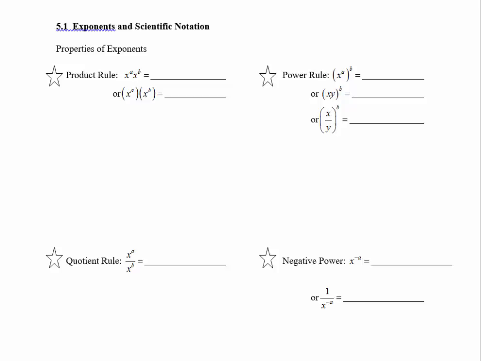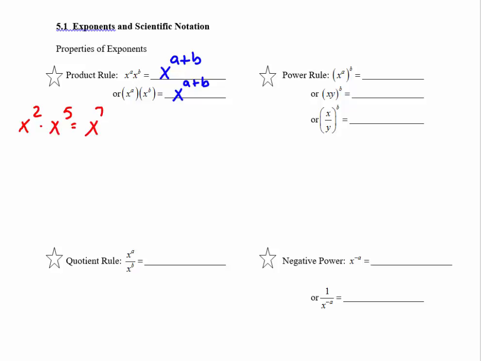So the first rule is the product rule, x to the a times x to the b. With the product rule, when we're multiplying, we add our powers. So it'd be x to the a plus b. We keep the base and add the exponents. Or even if you have parentheses, x to the a times x to the b, it's still x to the a plus b. So for example, if we had x squared times x to the fifth, our answer is going to be x to the seventh. We just add our exponents.